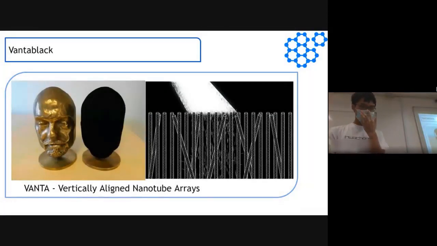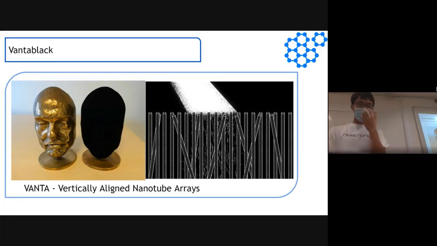And I trust that many of you have heard of this term called Vantablack, and it's actually responsible for this famous optical illusion that you see on the left. So what you see is nothing, right? It's because of the material, which allows for the absorption of over 99.9% of light.